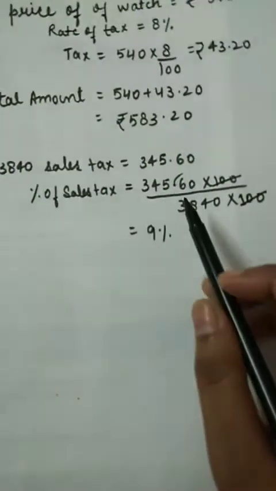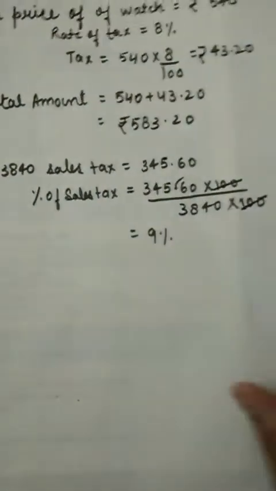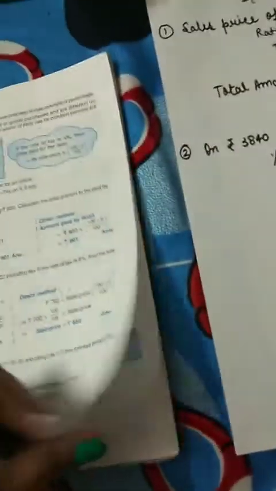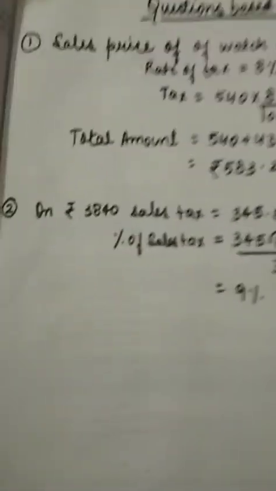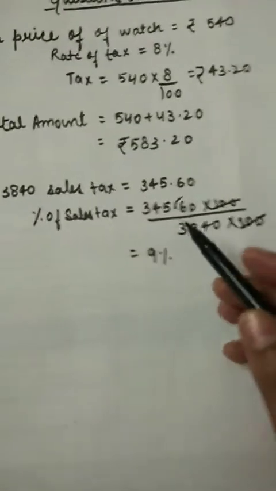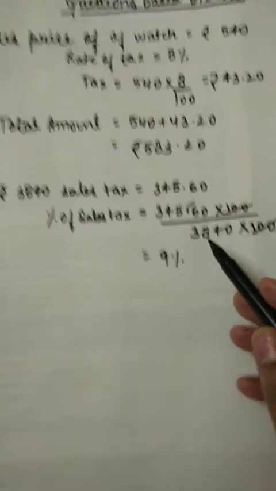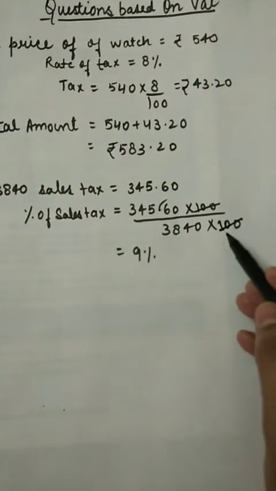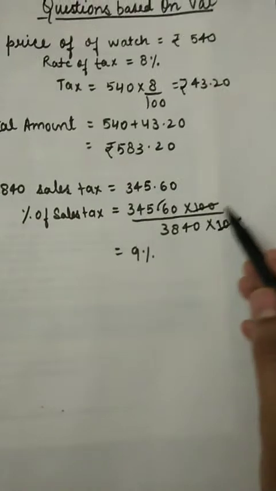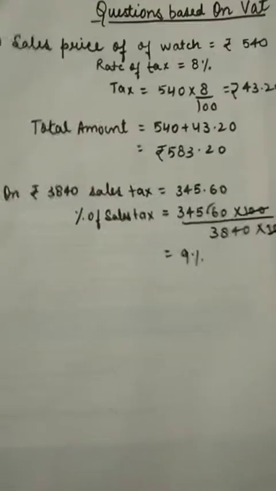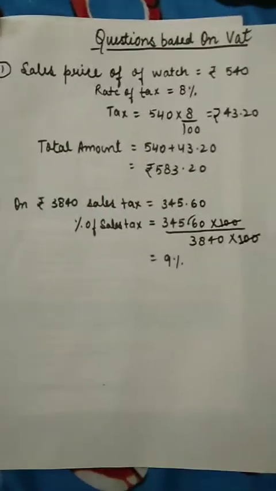Now, as I have already told you, if you want to calculate the rate percent, you have to write tax upon sales price into 100. In the same way we have done in this question also. We have just written tax into 100 upon the sales price. Then we have removed this decimal and written 100, so 100 will be cancelled from this 100. And then you have to solve this by yourself. By cancelling it, you will get the answer as 9%. You can see both the questions.